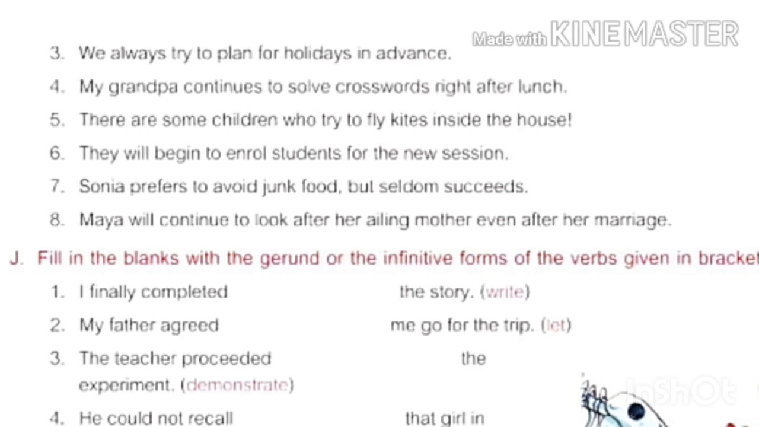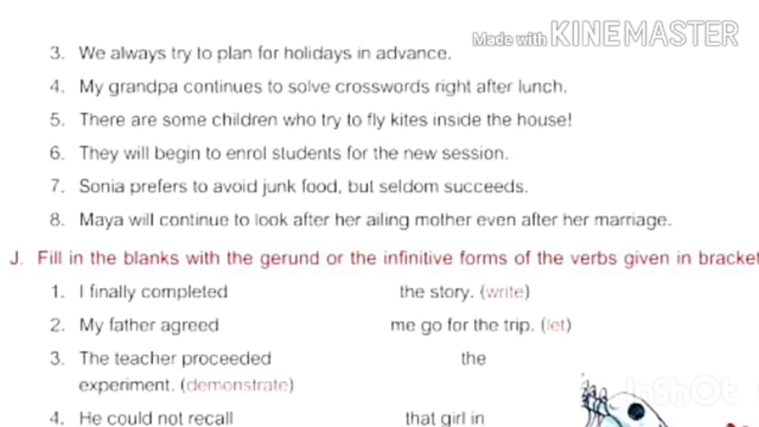So it was a very easy exercise. Now the last exercise, J. Fill in the blanks with the gerund or the infinitive forms of the verbs given in brackets. Alright, first one is I finally completed. So I finally completed this story. So here in brackets we are given write. So how will we use it? Here in the blank you have to use either to write or writing. What will you use? Yeah, of course, writing. I finally completed writing the story.